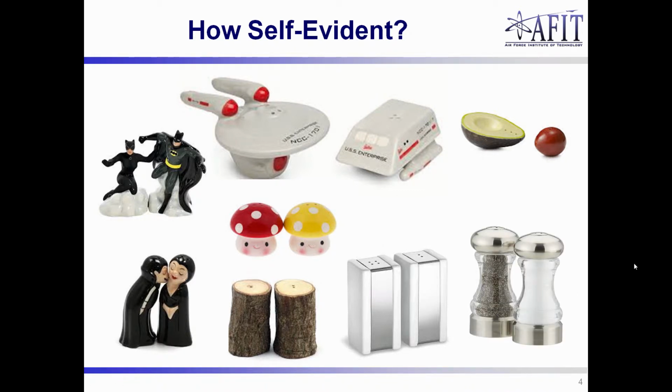All right, so all of these items are salt and pepper shakers, and you can see as you look across these items, some of them are more self-evident than others as to what they are. One of the things that you can think about is not only would you know that these are containers for salt and pepper, but would you know which one is the salt and which one is the pepper? Right, so some of those may not be as clear as others.